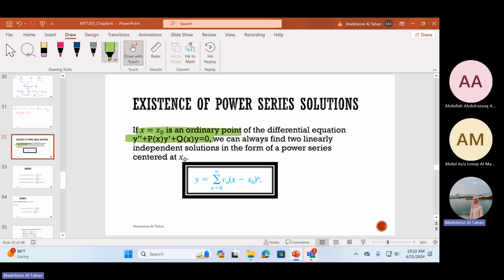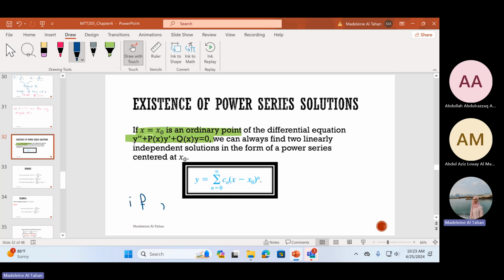Okay, if x equals 1 is a singular point, can we write the series solution in this way? We can't. So it should be what, miss? Ordinary. Now, what if it's a singular point? We'll talk about it. Now, mainly we care about when x equals 0 is an ordinary point. So mostly our questions will be when x equals 0 is an ordinary point, and we are finding a series solution around what, miss? x equals 0.